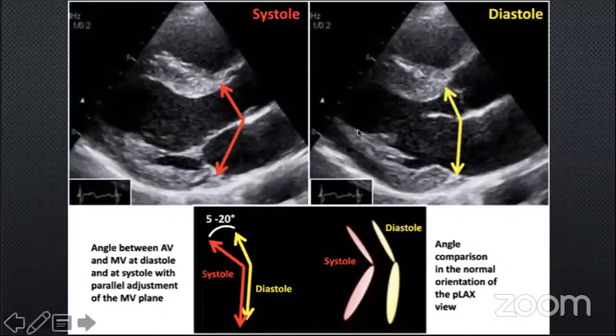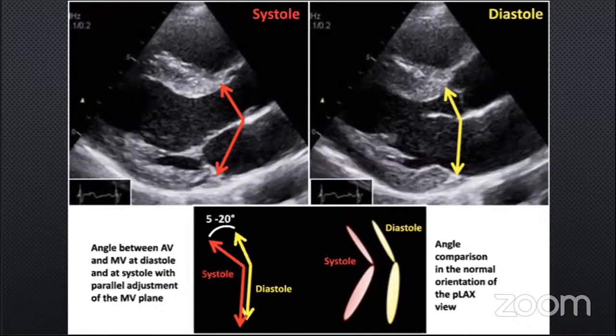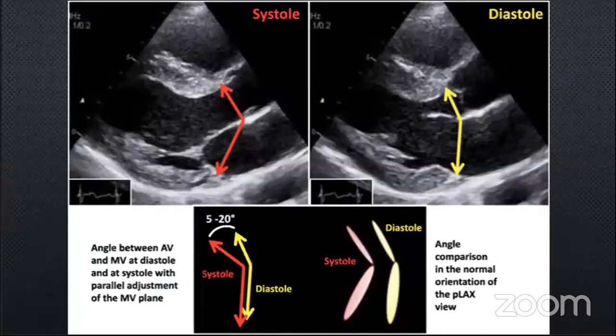Here we can appreciate the difference during systole of the angle between the aortic and mitral valve, and during diastole, and the difference between them. If it is less than 15 degrees, that is a high risk to develop systolic anterior motion, though there are many reports that even up to 21 degrees can also be predisposed to systolic anterior motion.